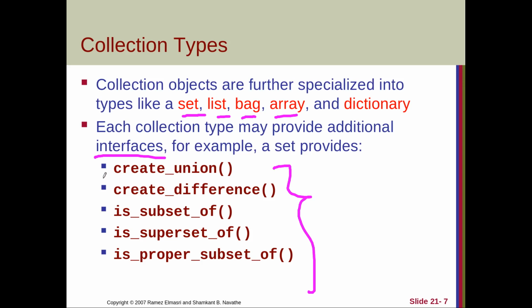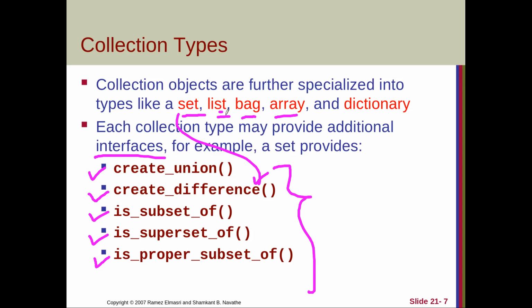That is create union, for creating the union of two different sets. Then create difference between two sets. Is subset of, just for checking if one set is a subset of another. Then similarly is superset of, and is proper subset of. All these are related to sets. So these are the operations that are present in the set interface, which is exclusively used for the collection type set.